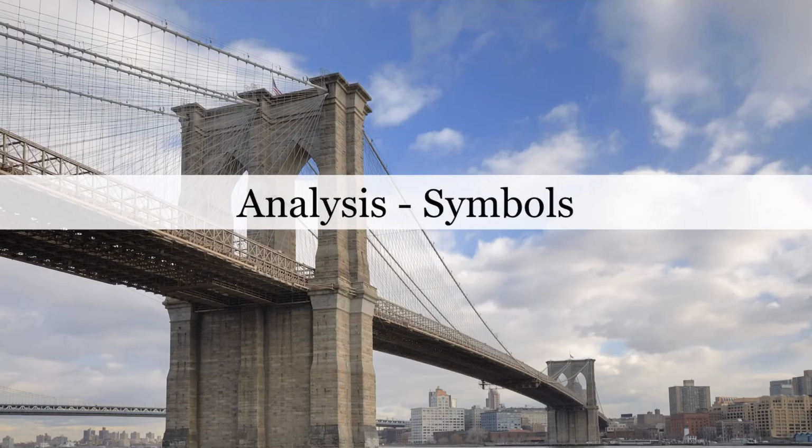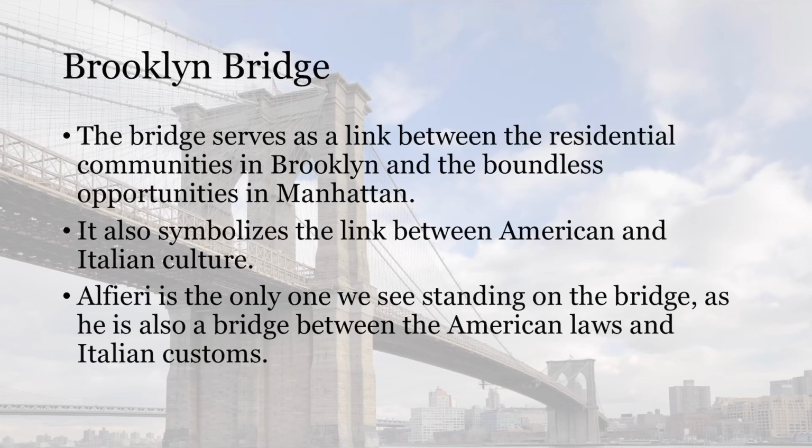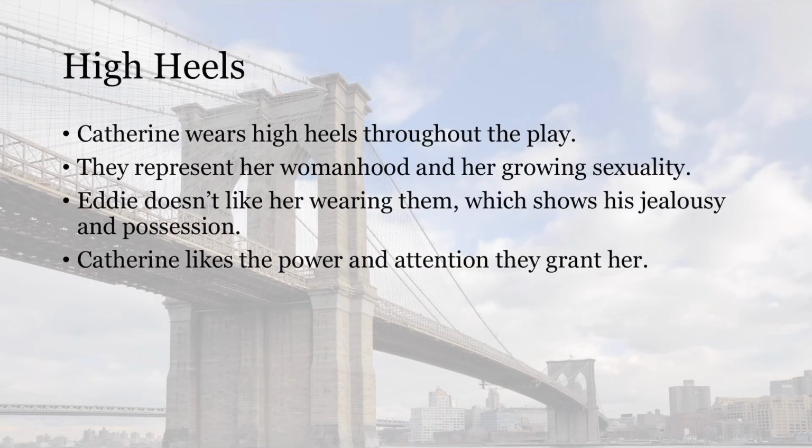So now, when it comes to symbols, the Brooklyn Bridge is the first interesting symbolic item. The bridge serves as a link between the residential communities in Brooklyn and the boundless opportunities in Manhattan. It also symbolizes the link between American and Italian culture. So Alfieri is the only one we see standing on the bridge, as he is also a bridge between American laws and Italian customs. High heels are another symbol, so Catherine wears high heels throughout the play.